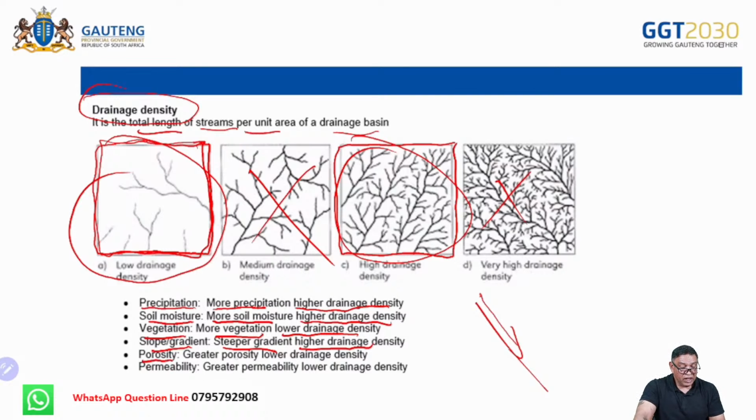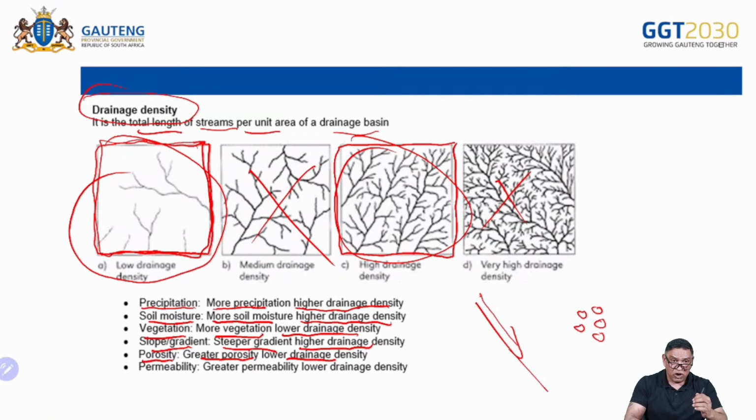Porosity. The greater the porosity, the lower the drainage density. Now, porosity, learners, is the little gaps between the soil that allow water to penetrate. So if the porosity is high, it means there are more gaps between the soil particles. More water will seep in, less runoff, therefore we'll have fewer stream channels.